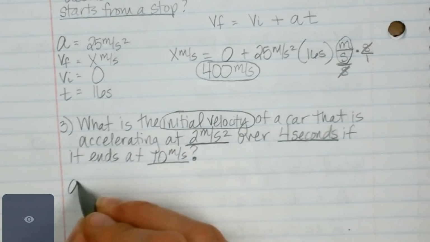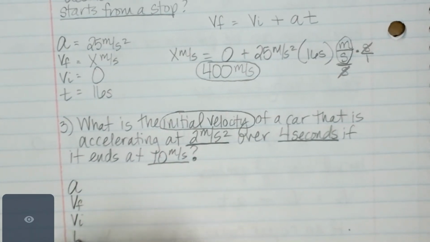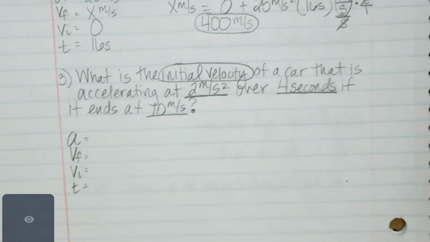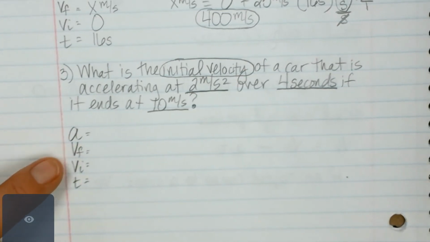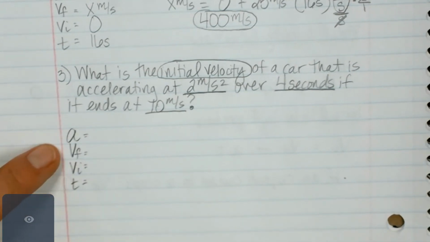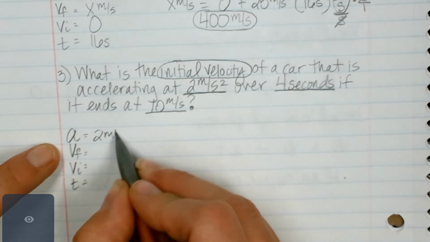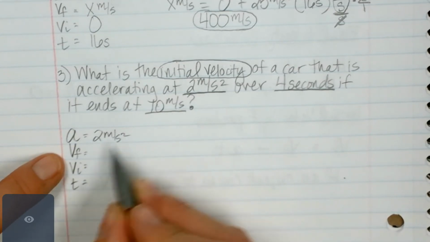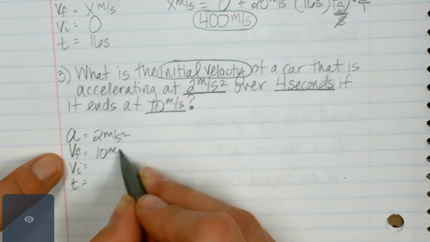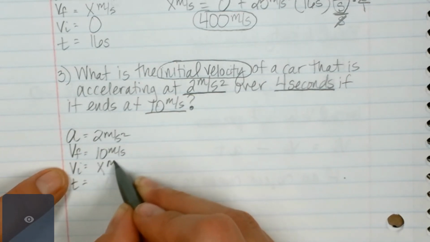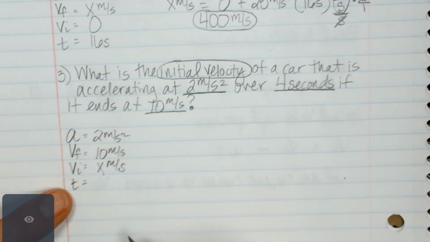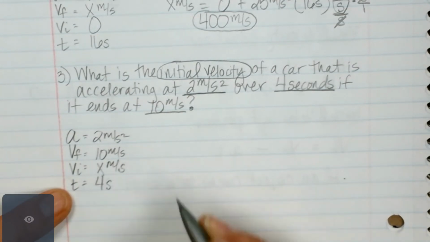So I'm going to use all of my variables again. It doesn't matter what order I put these variables in when I'm just listing them like this. I could do it in any order, but I always like to do it in order of how the original problem goes. So acceleration, final velocity, initial velocity, and time. Acceleration is given to me at 2 meters per second squared. My final velocity is the ending velocity at 10 meters per second. My initial velocity is what I'm looking for, so it's going to be x meters per second, the starting velocity. And my time is 4 seconds.